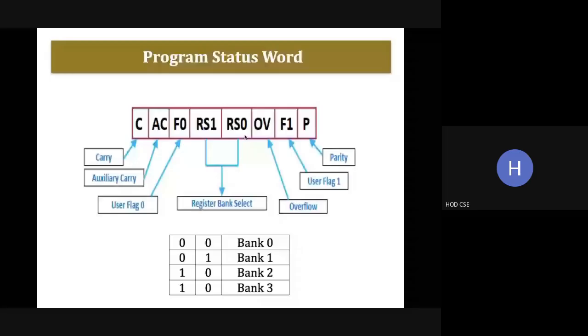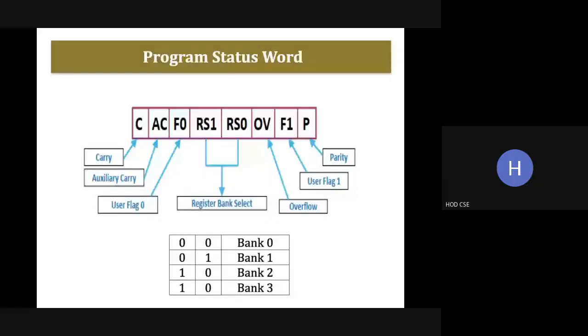The registers in that bank will be used, and the overflow flag bit will be set on overflow. F1 is the user flag bit. So here we have a user flag F0 and also F1. We have the carry bit and the auxiliary carry, which will be set when we go for a BCD operation. And we have RS1 and RS0, which are used for register bank selection.